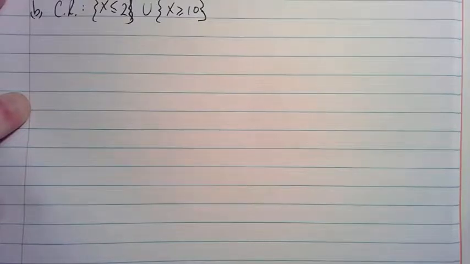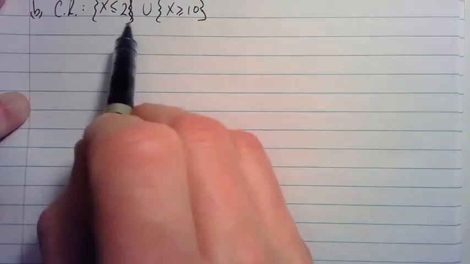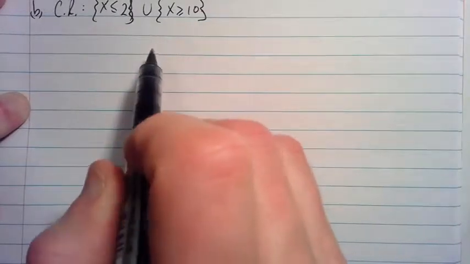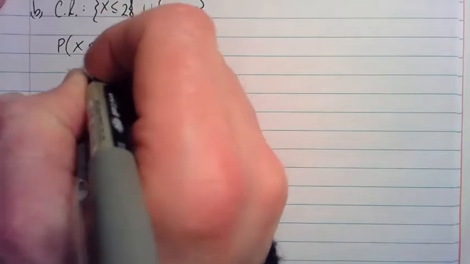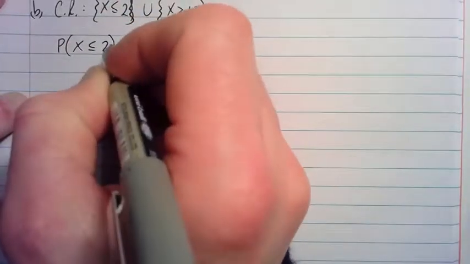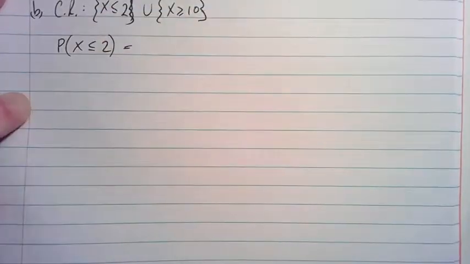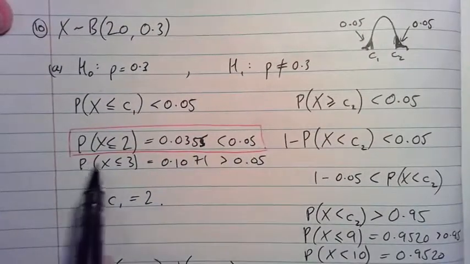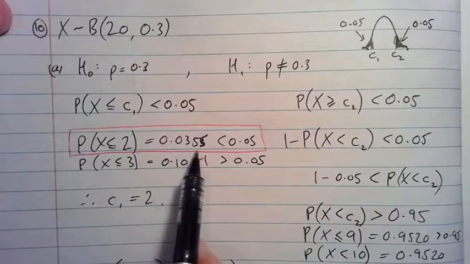In part B, we're asked to state the actual significance level of the test from part B. Just a reminder, the critical region came out as x less than or equal to 2 and x greater than or equal to 10. So to work out the actual significance level, we work out the probability of getting x less than or equal to 2. Well, we did that earlier, and if we just look back in my pad here, we've got it highlighted here, it was 0.0355.